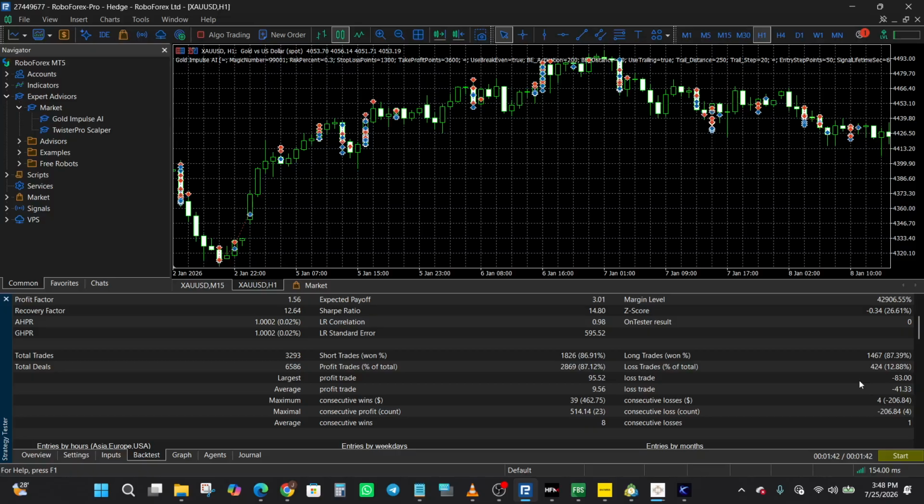As always, I strongly recommend running your own extended backtests across different historical periods and forward testing the system on a demo account before considering any live application.